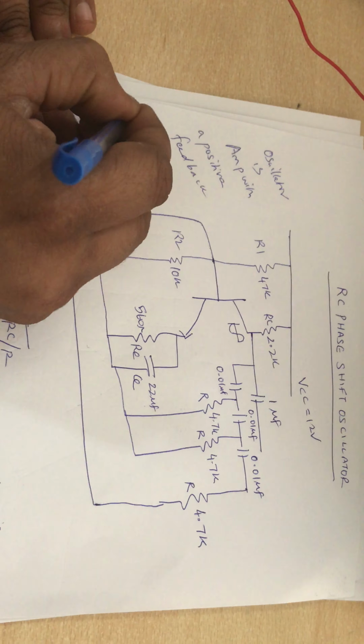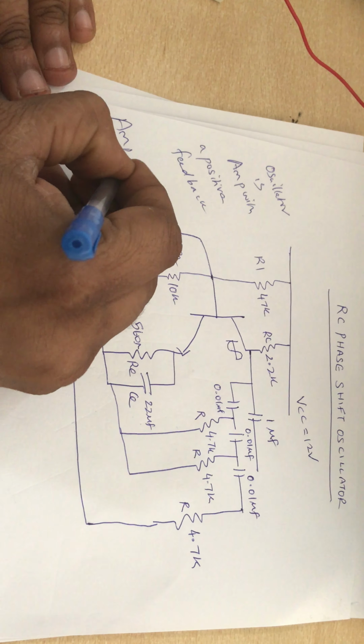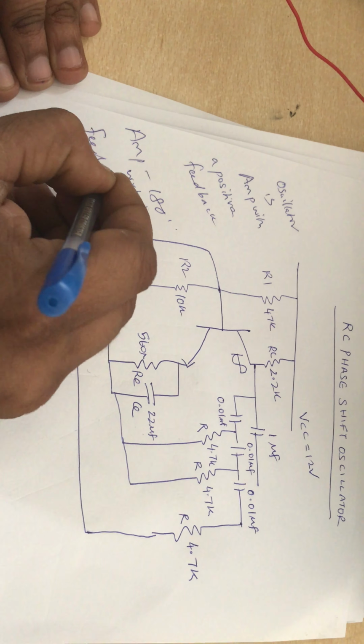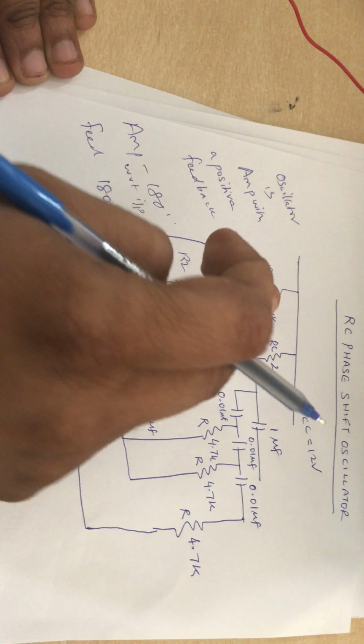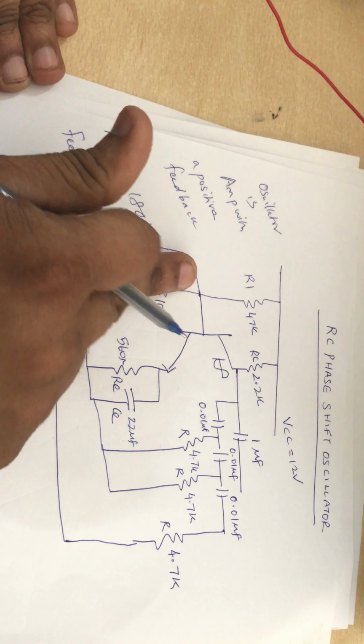An amplifier introduces a 180-degree phase shift with respect to my input, and this feedback network introduces another 180-degree phase shift, so the input is in phase with the feedback signal. So we call it a positive feedback.